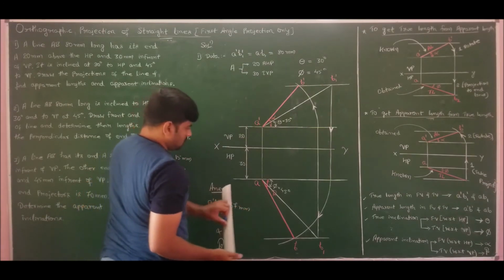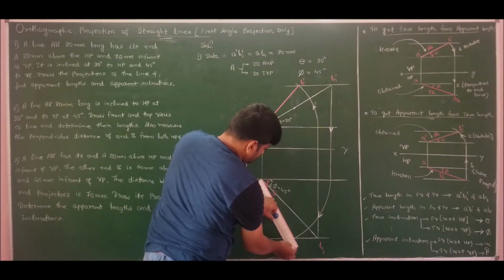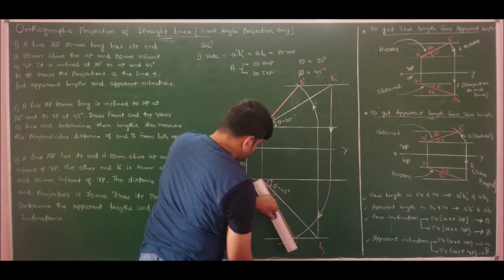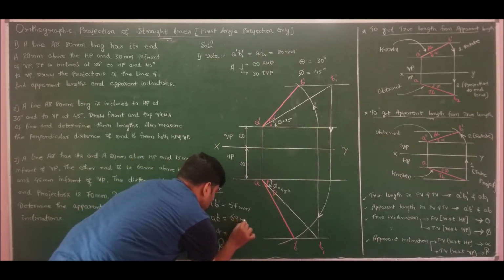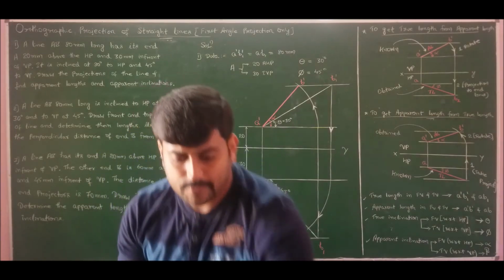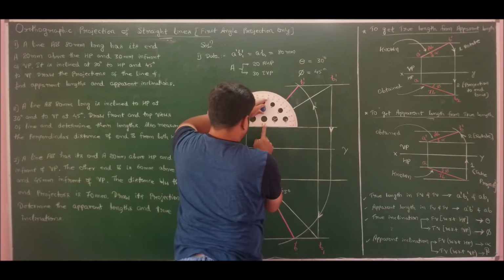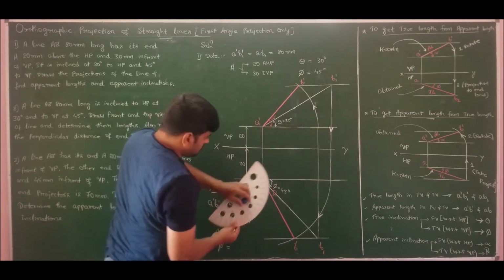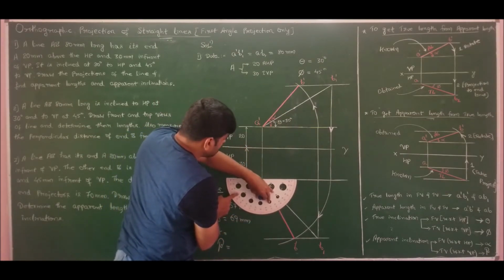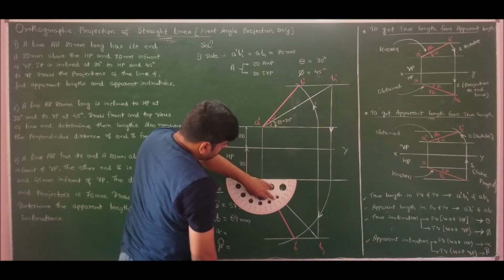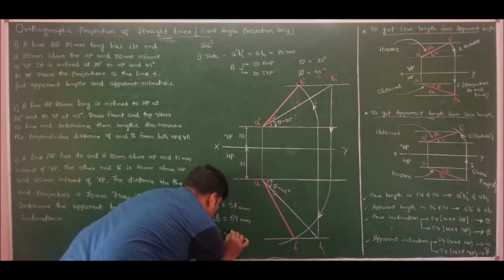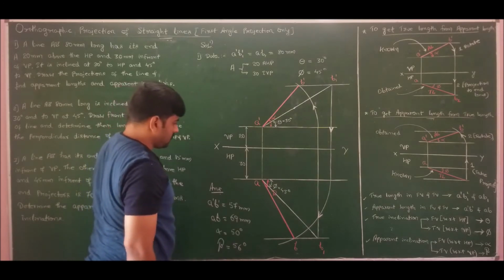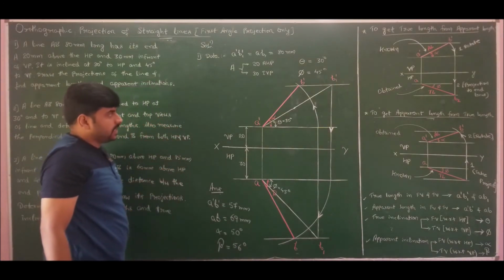If I measure, I will get the answers as: A dash B dash is 57 millimeters, AB is 69 millimeters. Coming to alpha and beta, alpha is turning out to be 50 degrees, and beta is turning out to be 56 degrees. So this is the solution for the given problem.